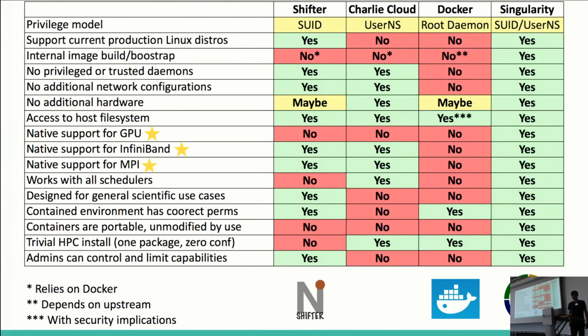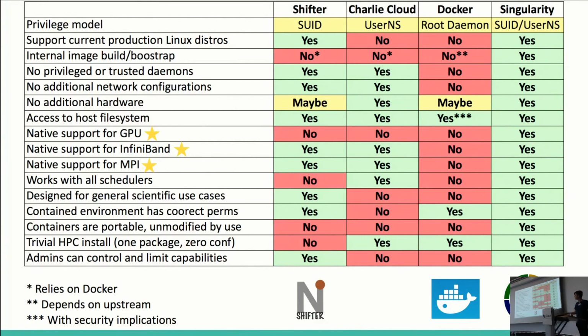So some of you may or may not have heard of Shifter or Charlie Cloud. These are the two competing container solutions designed for high-performance computing. Shifter and Charlie Cloud are both built on top of Docker, and they directly rely on Docker for functionality.